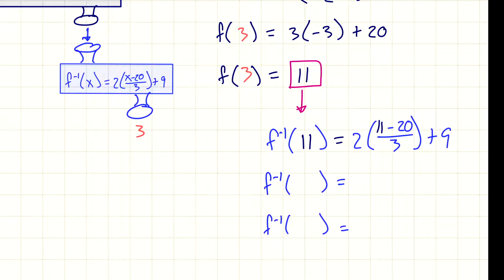Alrighty. So let's see. I would probably start with the top first. So 11 minus 20. 11 minus 20 is a negative 9. So we have 2 times, well, I'll leave this. So this is negative 9 divided by 3, which is negative 3. So that's going to be negative 3. And so negative 3 times 2 is negative 6. And so this is going to be a negative 6 plus 9, which gives us 3.